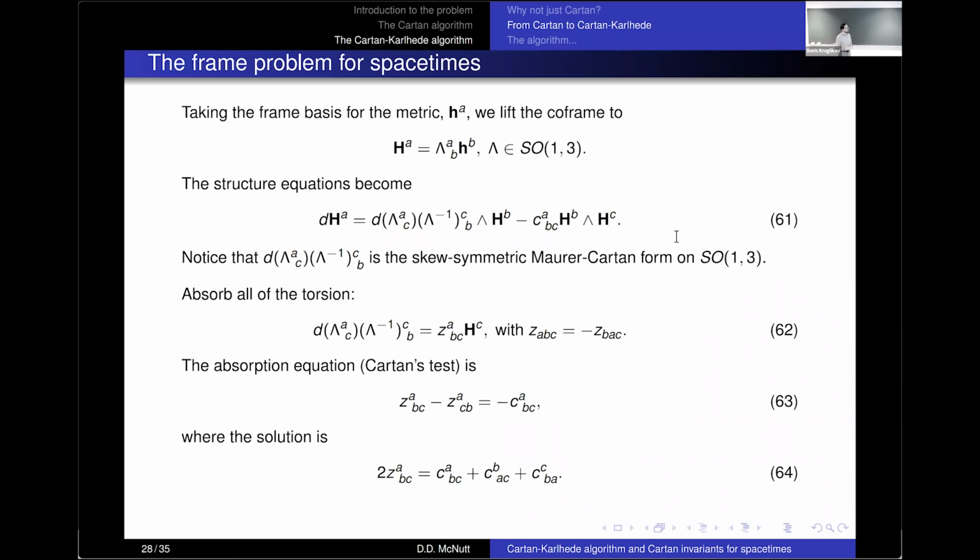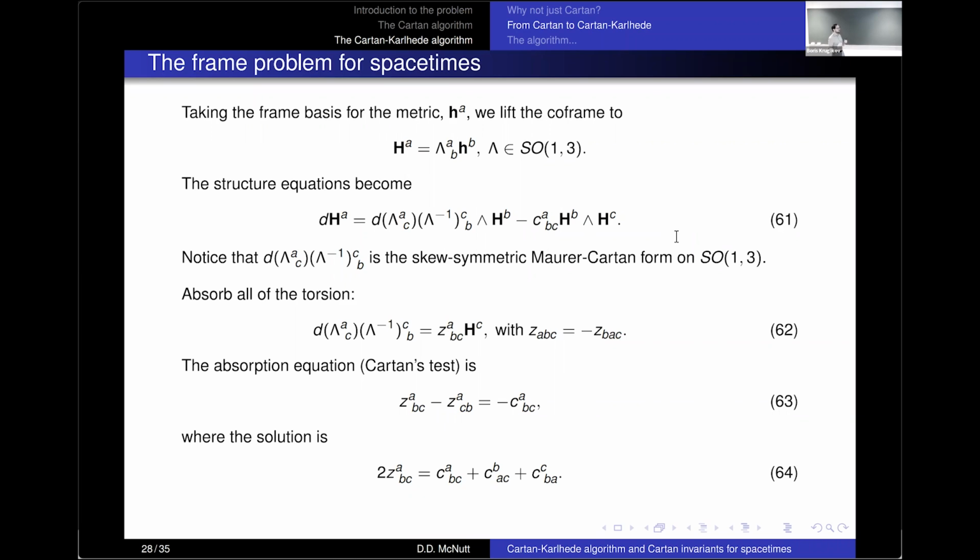So what we're going to do is come back to the frame problem for spacetimes or for metrics. So now our orthonormal coframe H is lambda times H, where lambda is an arbitrary element of SO(1,3). Our structure equations become this. I've decided to opt to write out the Maurer-Cartan form in its glory.